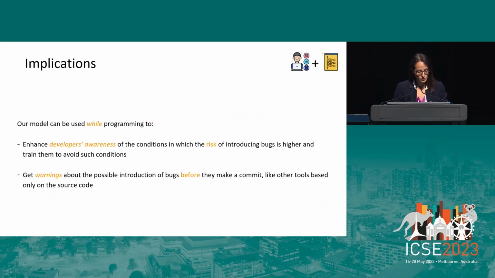This means that this model can be used, for example, while programming to enhance developer awareness of the condition in which they are programming. So maybe prompt them with some support messages telling them that they might need a break, for example, in order to avoid introducing bugs. Or maybe recommend doing an extra check of the code before committing and pushing. And so this kind of warning could be used both for training purposes and for self-awareness, and also to avoid introducing bugs in the final code which is contributed to the code base.